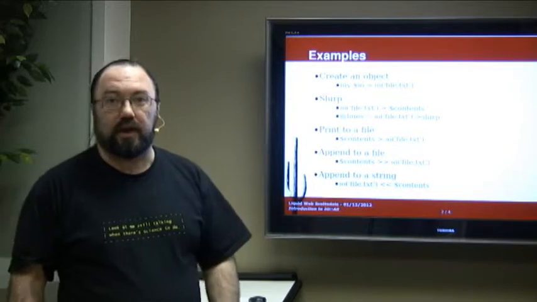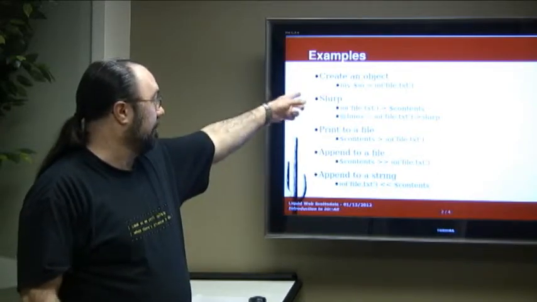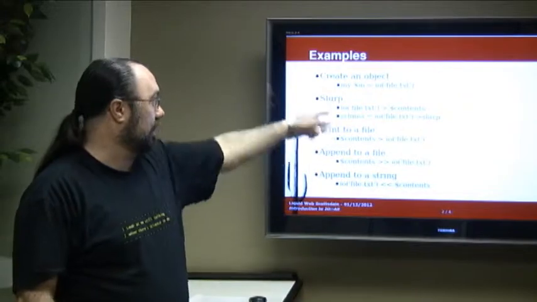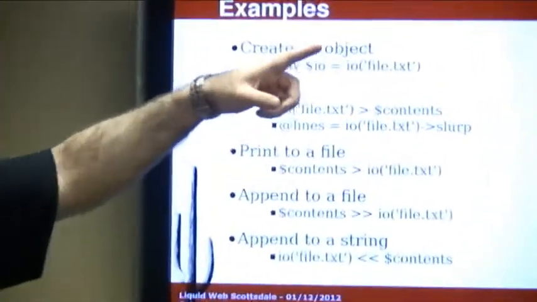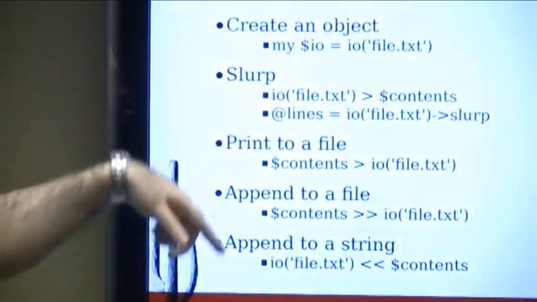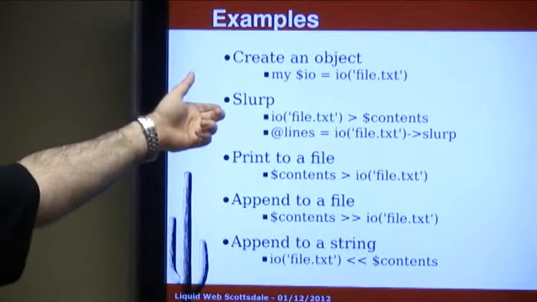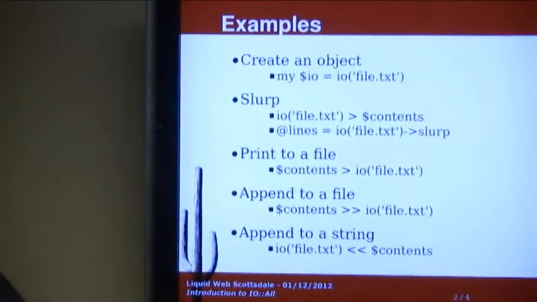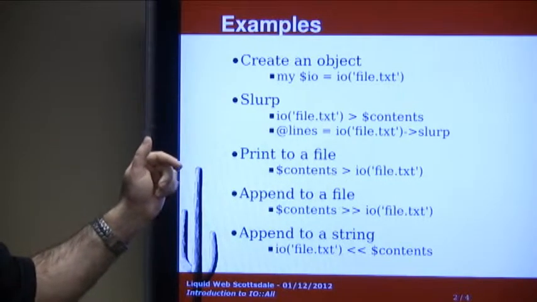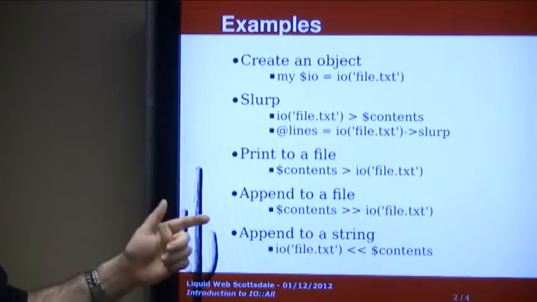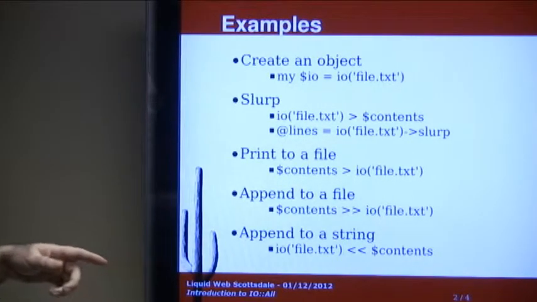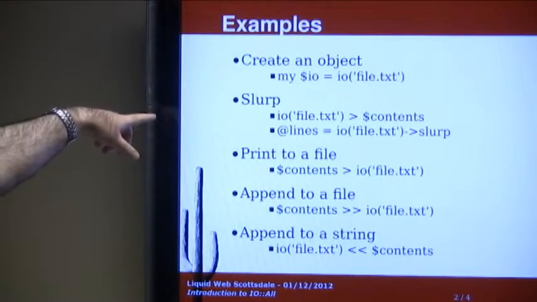So if you just want to create an IO object, you just say my $io = io, and then the path, the fully qualified path, or whatever it takes. If you're in the same directory as that file, you can just specify the file. Basically it's the same thing you would pass to open if you were using open to open a file. Then it does a lot of different things based on context, and there are a lot of different methods you can call depending on what type of object it is. So in this case, we're dealing with a file.